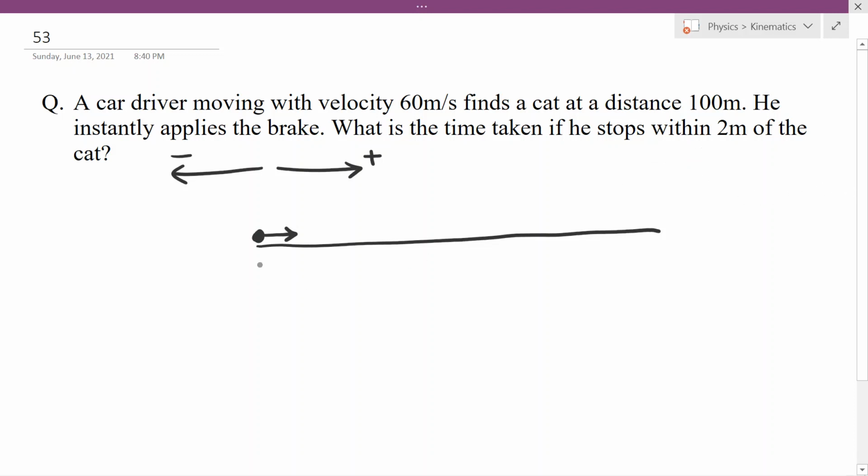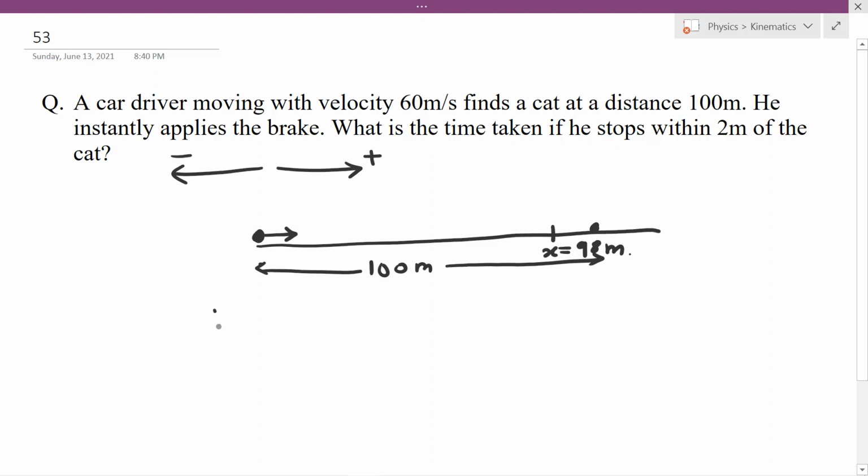Now let's do this problem. He finds a cat at, let's say, 100 meter distance from here. Let's say the cat is here, 100 meter. He applies the brake at that instant. So what is the time taken if he stops within 2 meter of the cat? Within 2 meter means this x coordinate is 98 meter. So in 98 meter he has to stop his car.